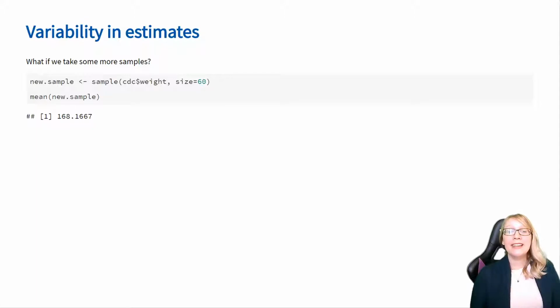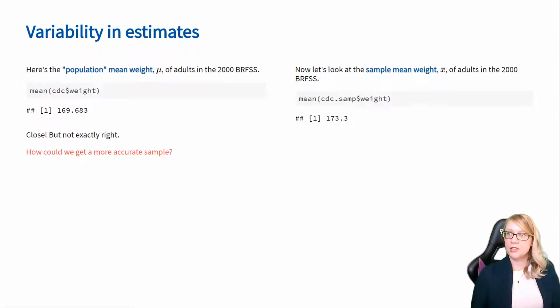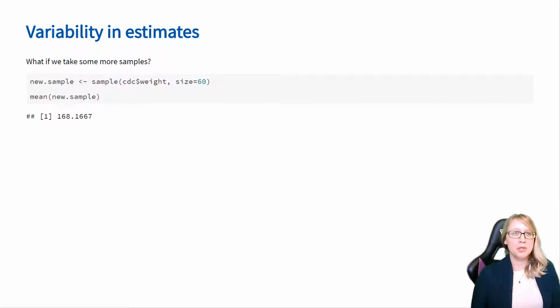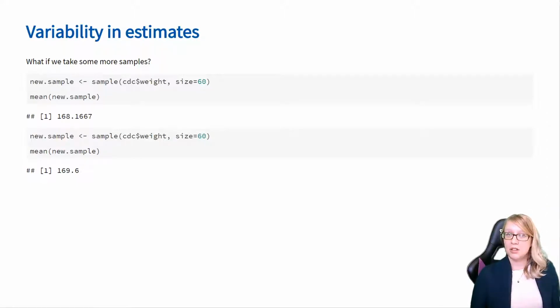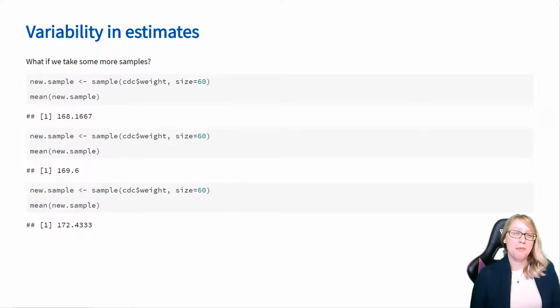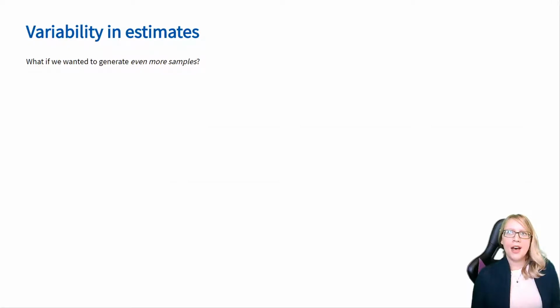So I'm going to create a new sample by sampling another 60 observations from the CDC weight values. The average of this new sample is 168 pounds. Compare that to 169.6 pounds. We're not exactly there, but this sample's closer. If I take another new sample, this one's close. If I take another new sample, this one's a little off. What's going to happen if I take lots of these samples?